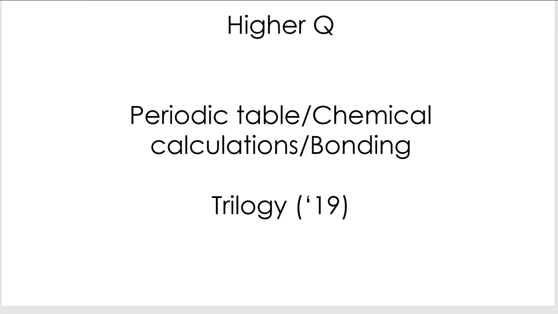This is an AQA GCSE chemistry question. It's from Trilogy Paper 2019 and it is a higher question. Going to be looking at the periodic table, chemical calculations and bonding. Going to recommend you pause, try each section and then review later.